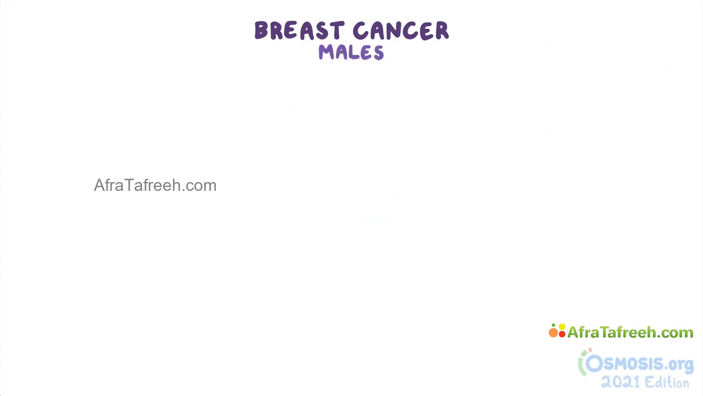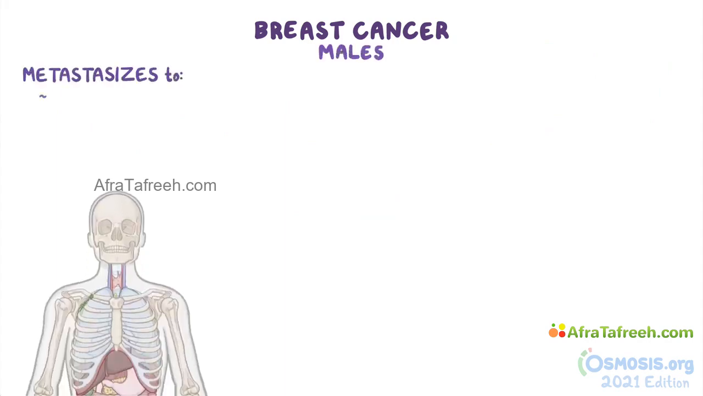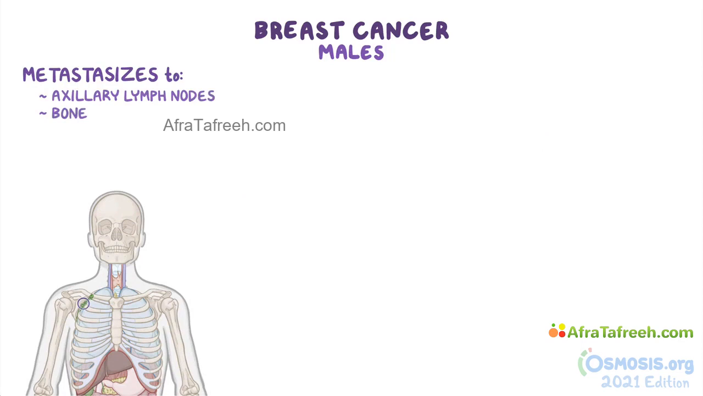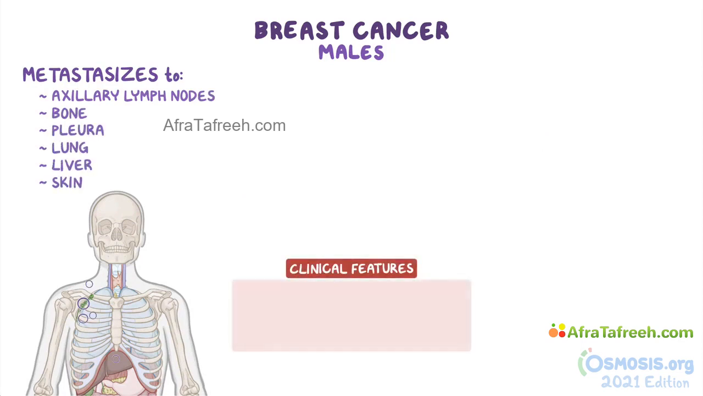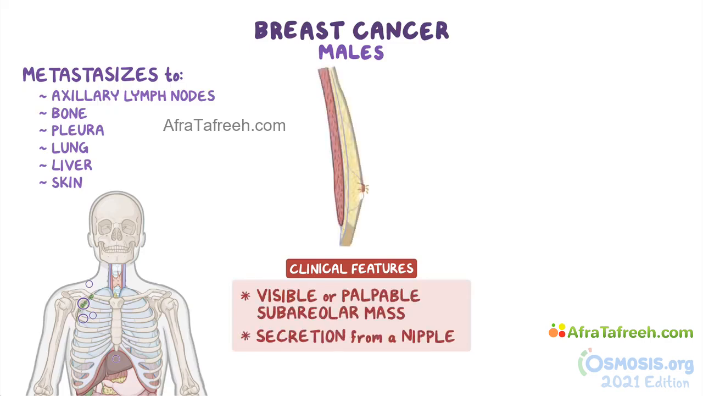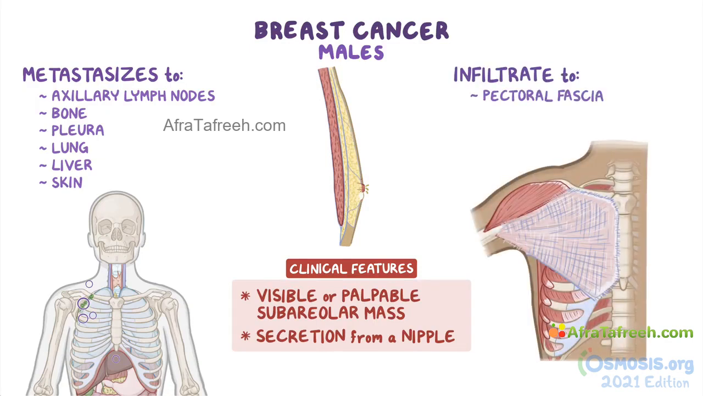In males, the cancer also usually metastasizes to the axillary lymph nodes in addition to bone, pleura, lung, liver, and skin. In male individuals, a visible or palpable subareolar mass or secretion from a nipple can suggest breast cancer. In males, breast cancer tends to infiltrate the pectoral fascia, pectoralis major muscle, and apical lymph nodes in the axilla. Unfortunately, it frequently goes undetected until there are already metastases.